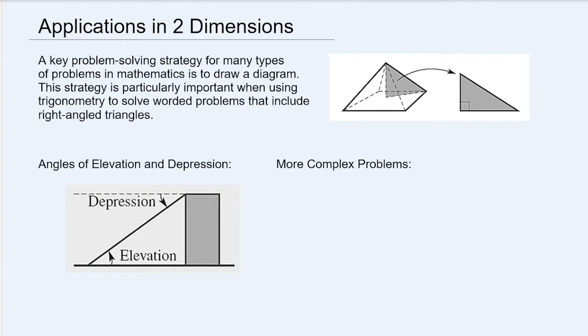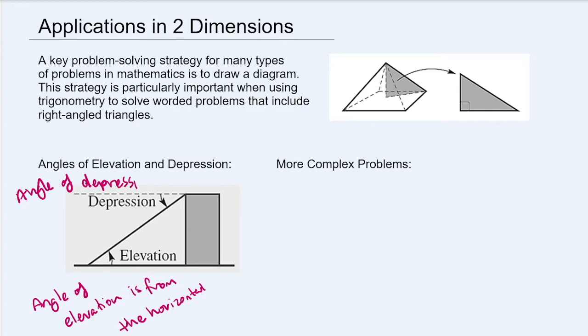Now, some things to think about: our angle of elevation is from the horizontal up, and the angle of depression is from the horizontal down. So that's angles of elevation and depression.